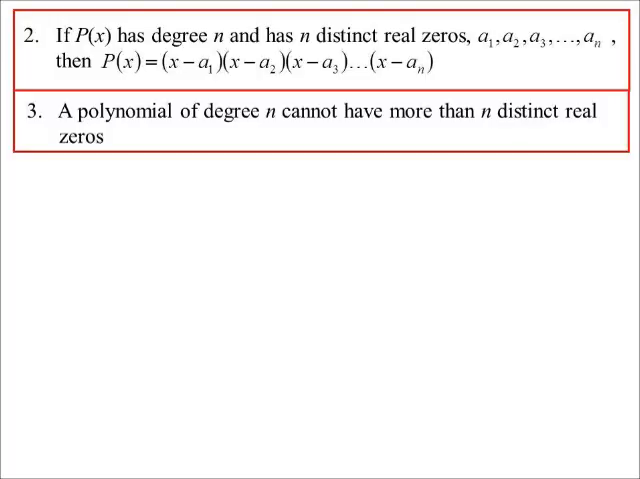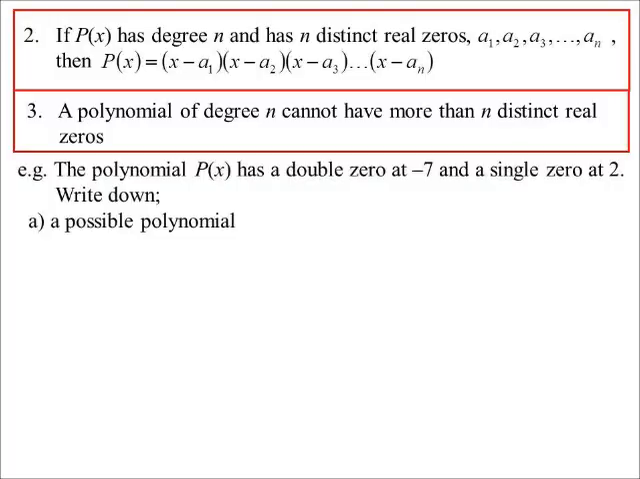So, okay. We know a polynomial has a double zero at -7. So if we were to draw it, we know it would just touch the x-axis. When we factorise it, the double zero means it would become x plus 7 squared. And a single zero at 2. Write down a possible polynomial. So now x minus 2 is a factor, x plus 7 squared is a factor.